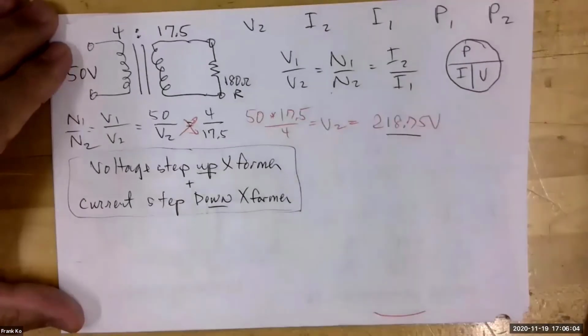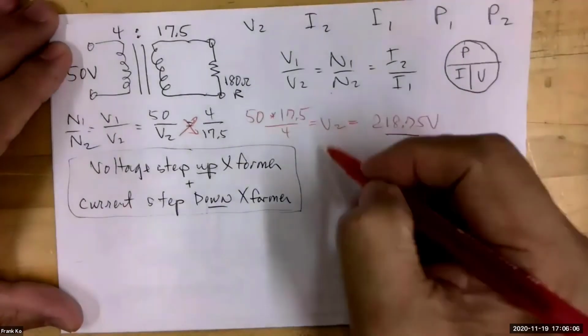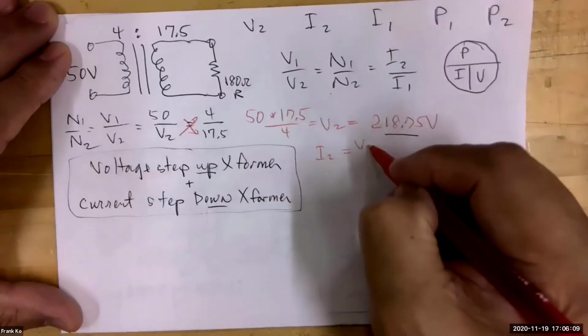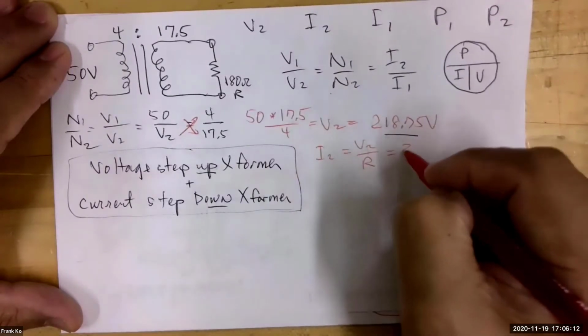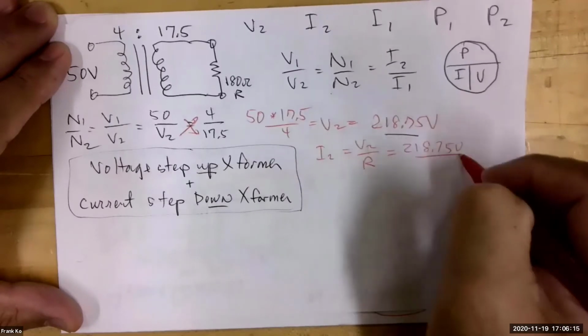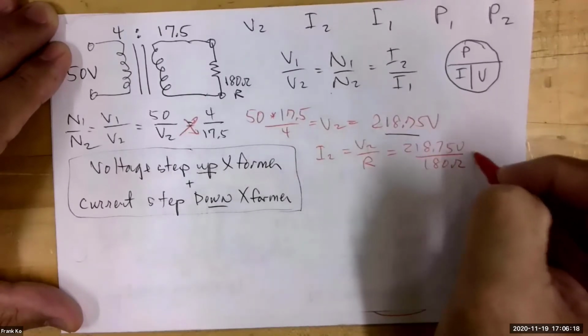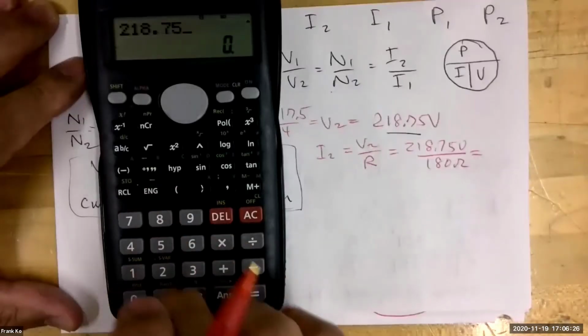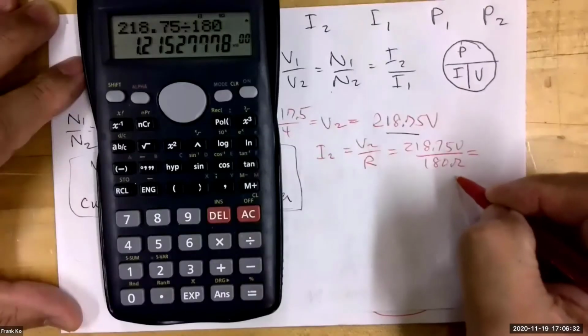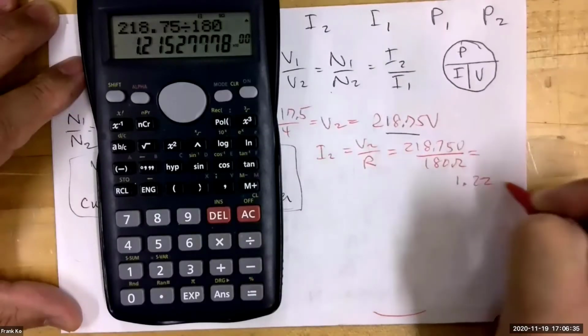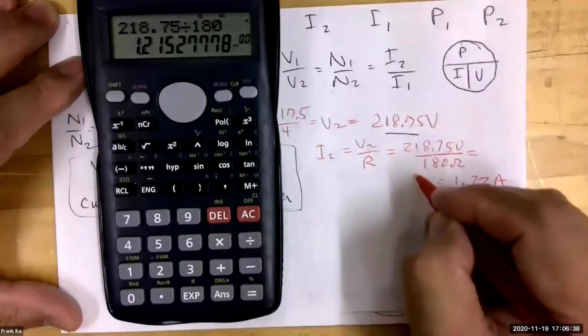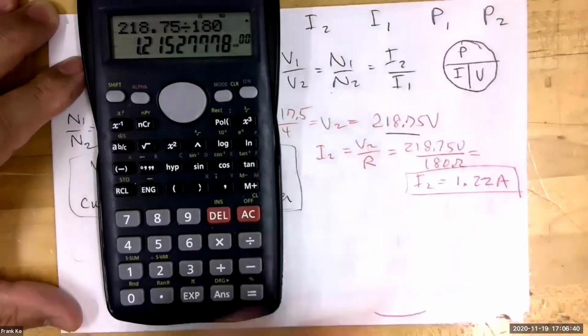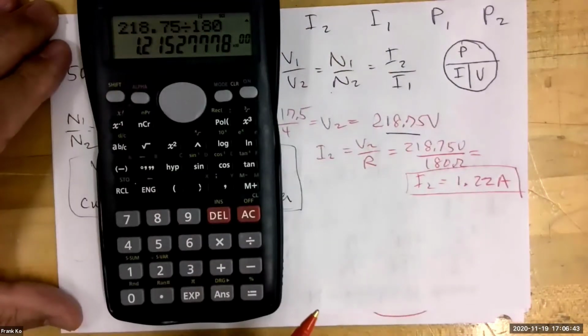So now let's go ahead and determine our I2. I2 is equal to V2 over R is equal to the 218.75 volts over my 180 ohms. Yusuf, you have a current there for us, pal? The current for number 2, right? For secondary, yes. 1.22 amps. Works out to be 1.22 amps equals my I2. Is everybody okay with that value? I concur. My calculator shows the same.